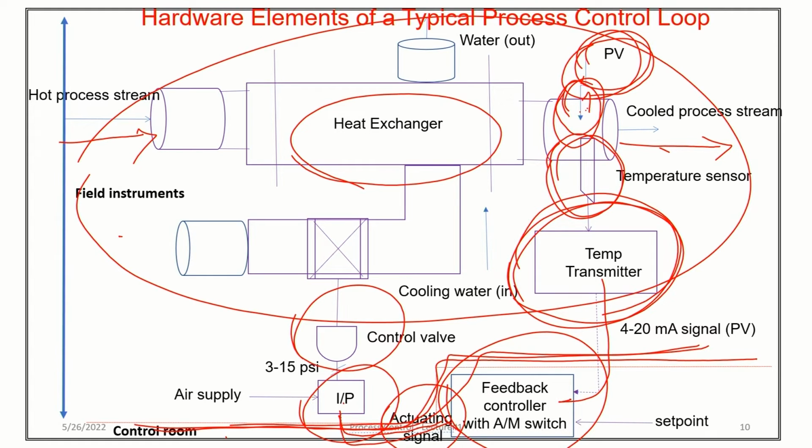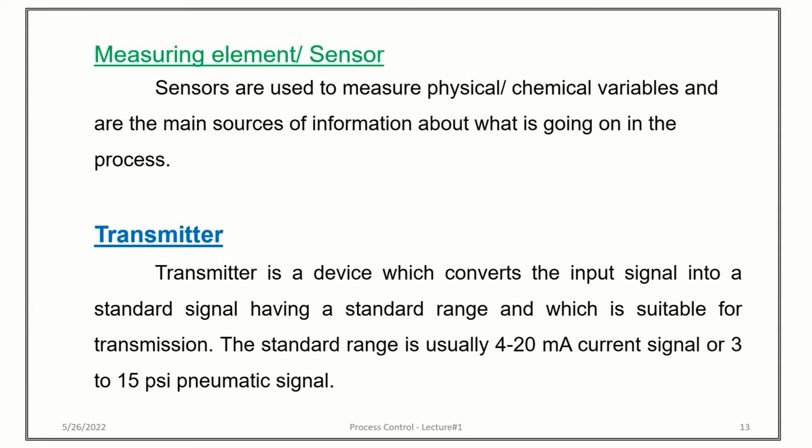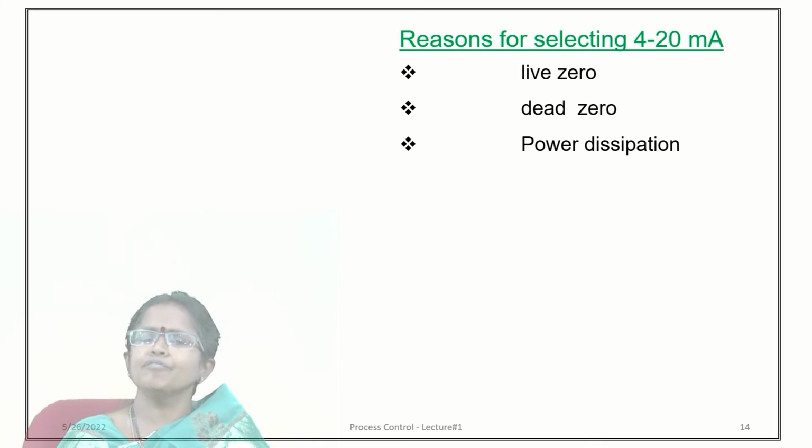Suppose, let us assume that there is a break in the process line, what will happen? The meter will read only 0 milliampere. In that case, we cannot distinguish whether this 0 milliampere is due to the break in the process line or maybe due to the actual 0, right. That is why we are not using 0 milliampere. Instead of that, we are using only 4 milliampere.